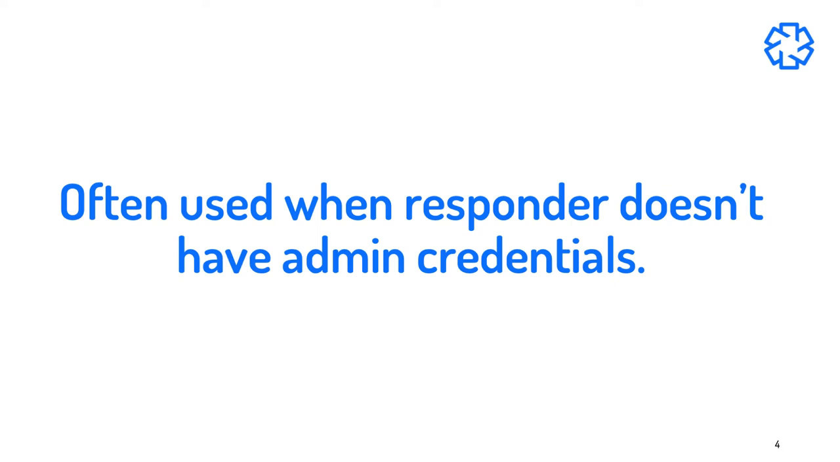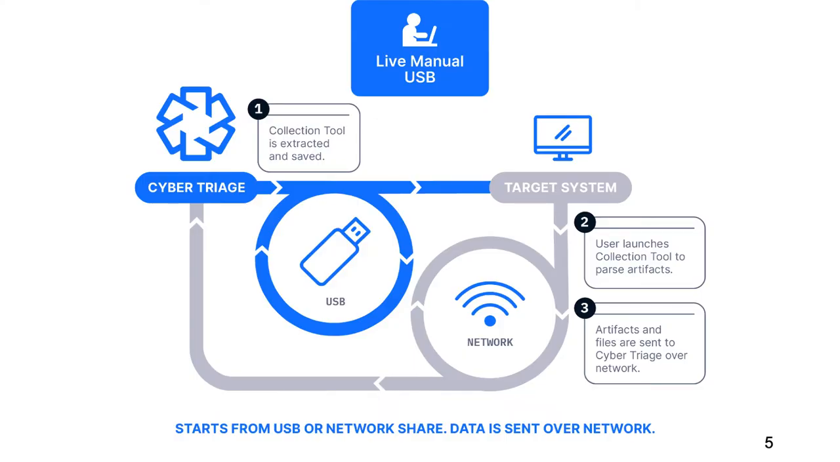The most common use case for launching from USB and sending over the network is when the response team doesn't have admin access on the endpoints. This can occur for an internal SOC where they rely on IT staff to run the collection tools, or consultants who are on site but don't have the admin passwords. In both situations, someone with admin credentials will launch the collection tool using a command prompt or UI and have the data sent encrypted over port 443 back into Cyber Triage.